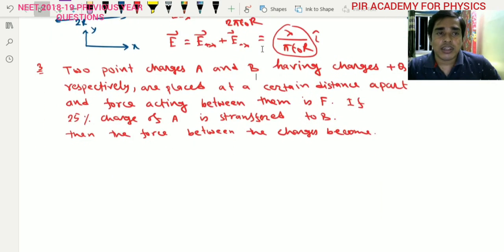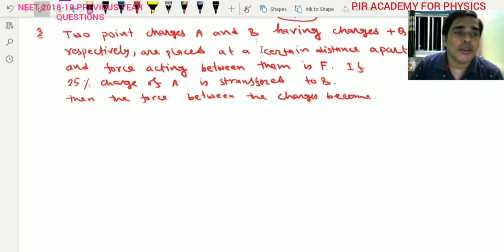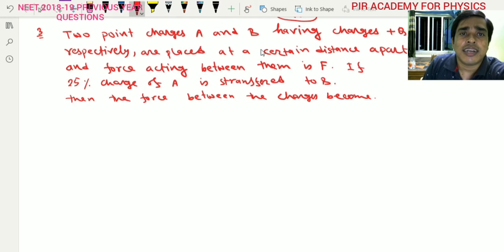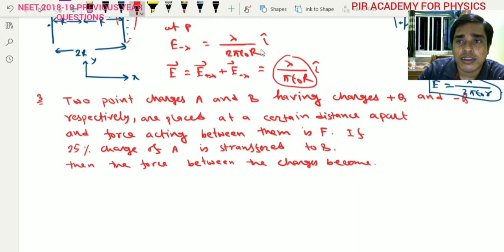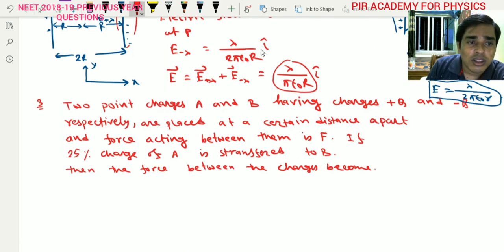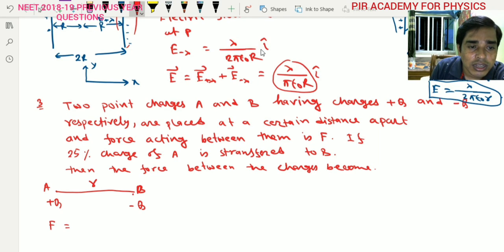Now number 3. Here you see that 2 point charges A and B having charge plus Q and minus Q. So this is the problem. Suppose this is point A and this is point B. Here is plus charge Q and here is minus charge Q. The distance between these charges is suppose R. Then the force will be Q square by 4 pi epsilon naught R square. This is equation number 1.